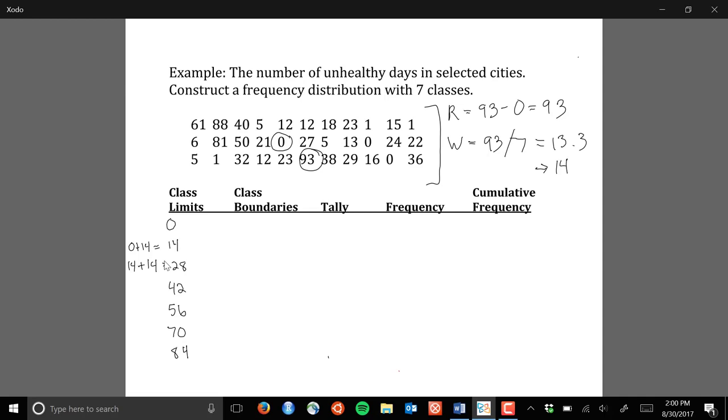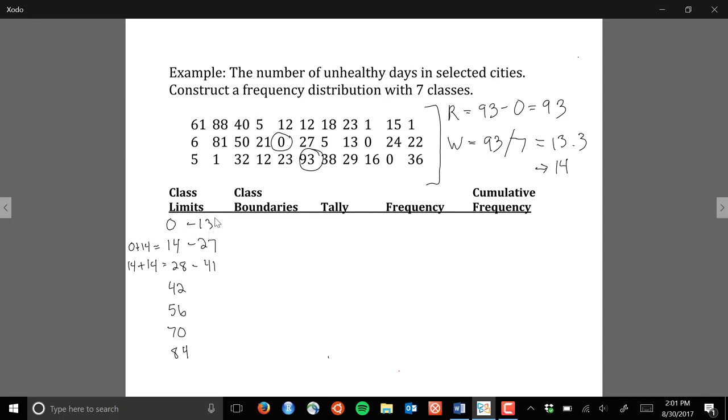Basically what you want to do is take the lower class limit, look at the next class ahead of you, and subtract one unit from the next class. So we have 14 right here. If I subtract 1 unit from that, I'm going to get 13. So the upper class limit for the first class is 13. If I subtract 1 unit from 28, I'm going to get 27. If I subtract 1 unit from 42, I'm going to get 41, and so on.